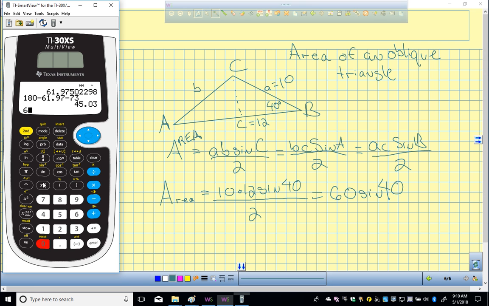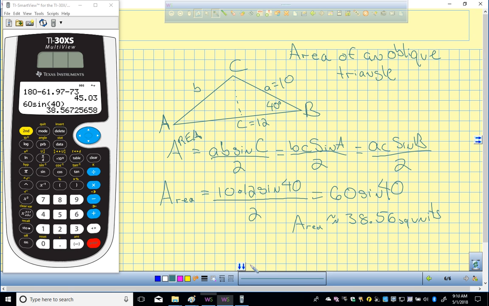60 sine 40. Make sure you're in degree mode, by the way. And then you hit enter. The area of this triangle is about equal to 38.56, whatever those units are. Square units, whatever they happen to be, centimeters, inches. Oh, 25.57, right, Mia? Yeah, 57. Whatever two sides and the angle between them you have.